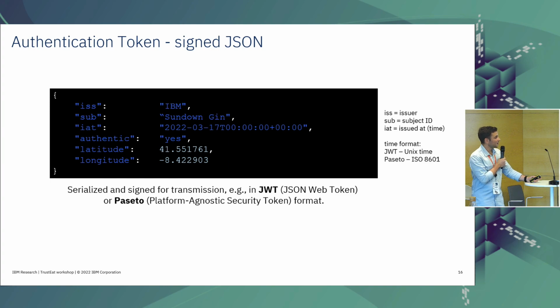And when we sign a JSON file is the moment in which we generate an authentication token. So we go from the authentication result to an authentication token. Now this can be used by all the other services in order to be accessed through specific keys.